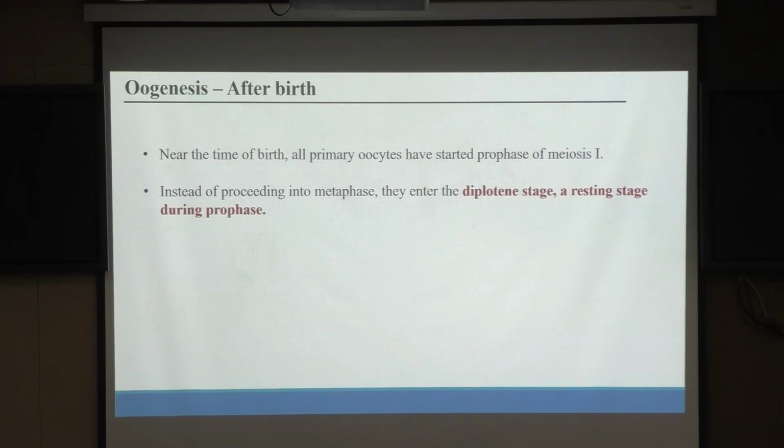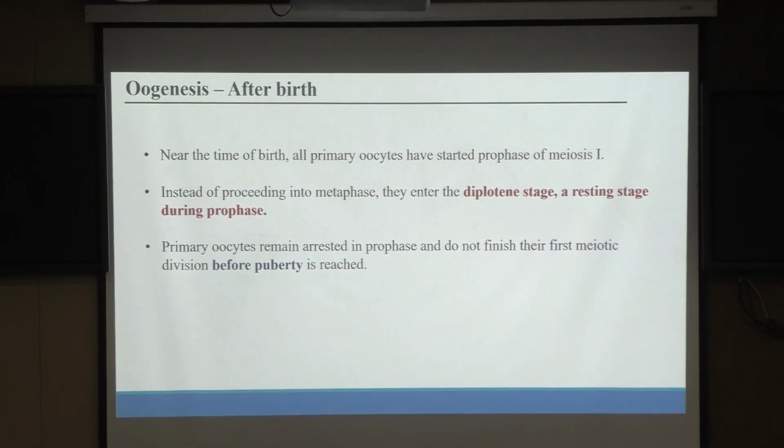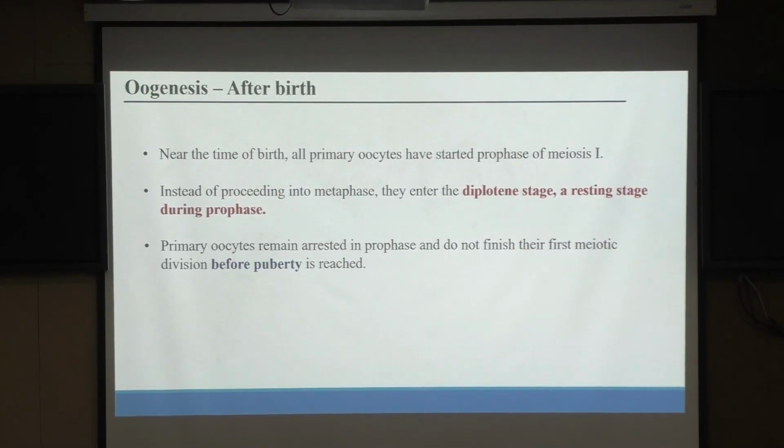The primary oocytes have got arrested in prophase 1 of the first meiotic division, in the stage called the diplotene stage. If you subdivide the stages, they get arrested in the diplotene stage. Now, the primary oocytes which get arrested in the prophase stage remain arrested till puberty.